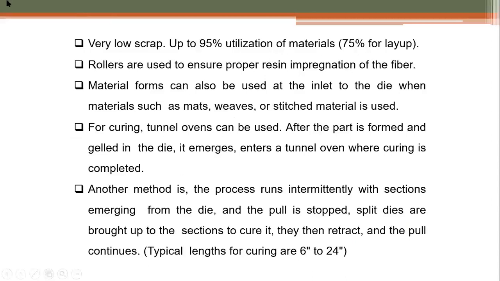And we have already discussed that this is a very low scrap rate method. Up to 95% of the materials are utilized in this process. And rollers are used to ensure proper resin impregnation of the fiber. So these rollers are very highly used for the impregnation of fiber. And material forms can also be used at the inlet to the die, such as rovings, mats, veils or stitched materials.